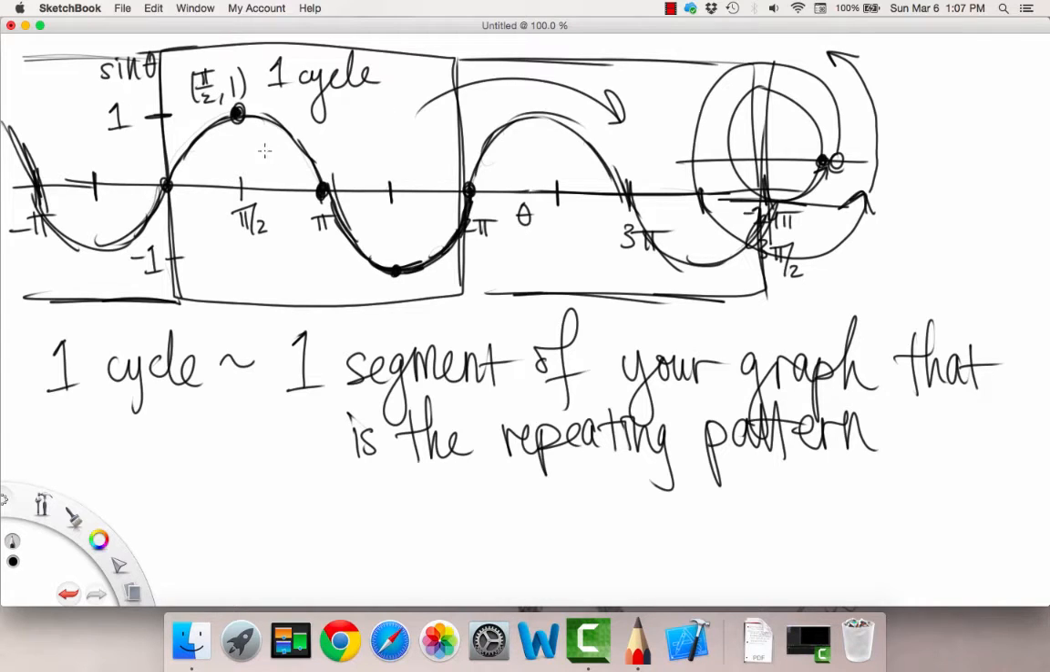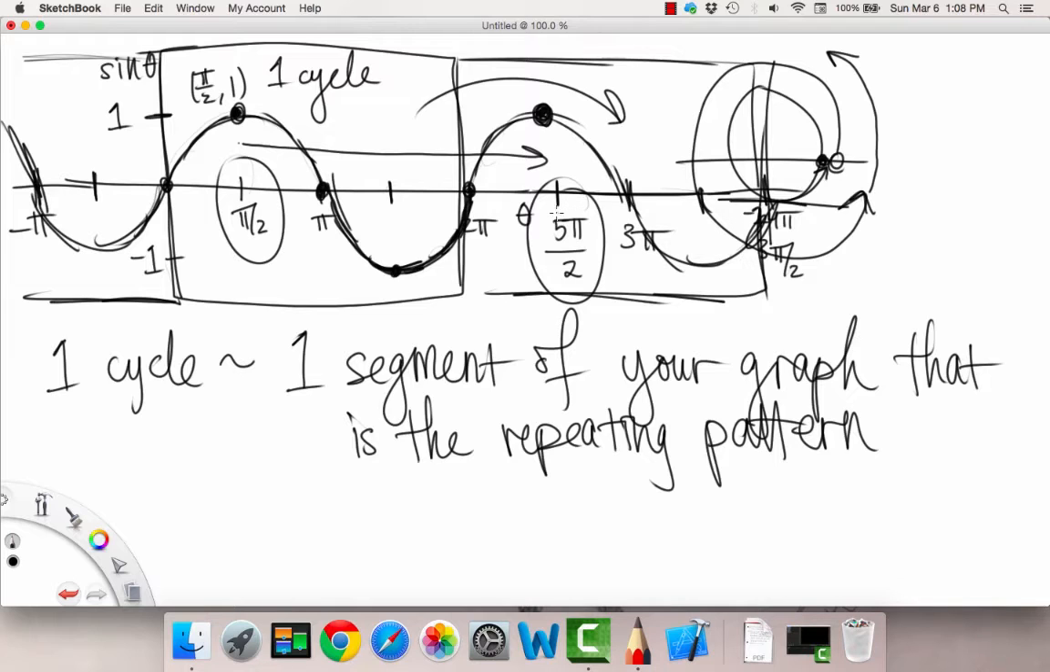Now what we need to do is find out what the difference is between this input value, the pi over 2, and the next input value which gives us that same point on the repeated pattern. That would be right here, right? Because we can see this is the top of the peak again, and this value happens to be 5 pi over 2, because that's 2 pi plus pi over 2.